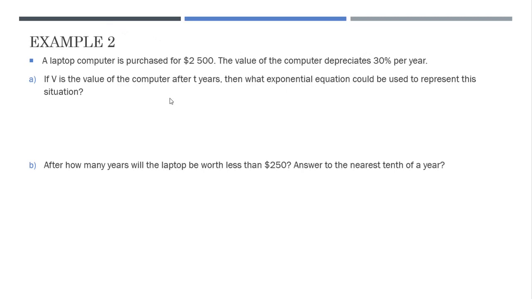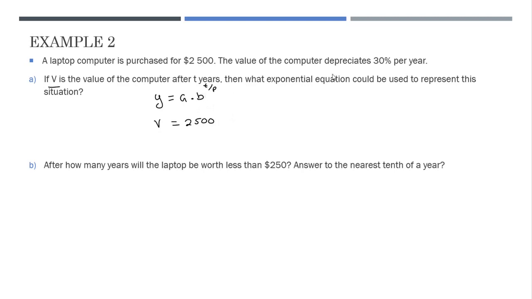So if V is the value of the computer after t years, then what exponential equation could be used to represent this situation? Okay, so let's look back at that formula sheet. A times B to the power of t over p. Now in this case, our y is our new value, so that's V in this case. A is going to be our initial amount, so that's 2,500.